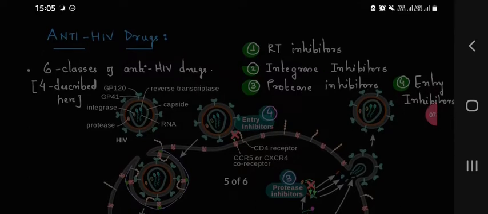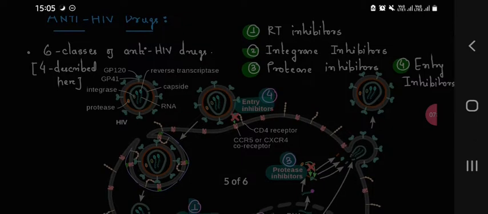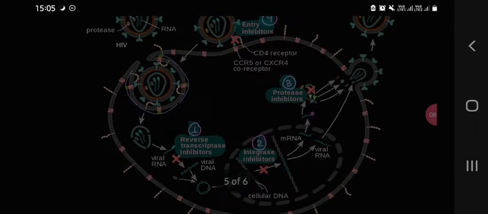are lowered. Anti-HIV drugs. Six classes of anti-HIV drugs are described here: reverse transcriptase inhibitors, integrase inhibitors, protease inhibitors, and entry inhibitors. The targets are GP120, GP41, integrase, protease, HIV RNA, capsid, reverse transcriptase. Entry inhibitors act on CD4 receptors, CCR5 or CXCR4 co-receptor; then protease inhibitor, integrase inhibitor and reverse transcriptase inhibitor.